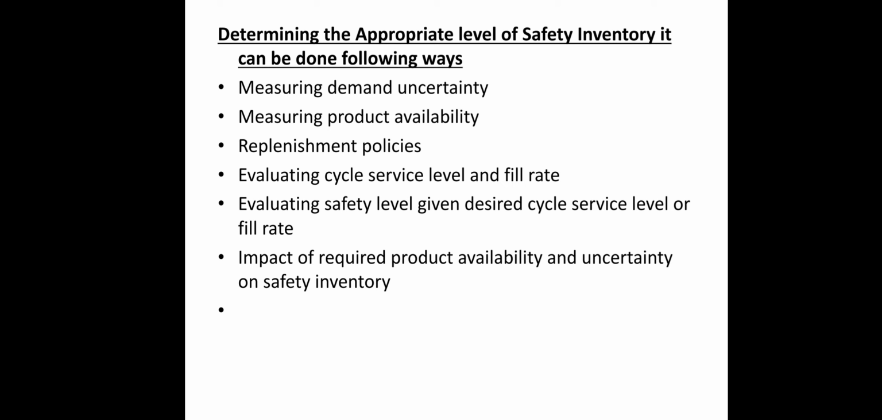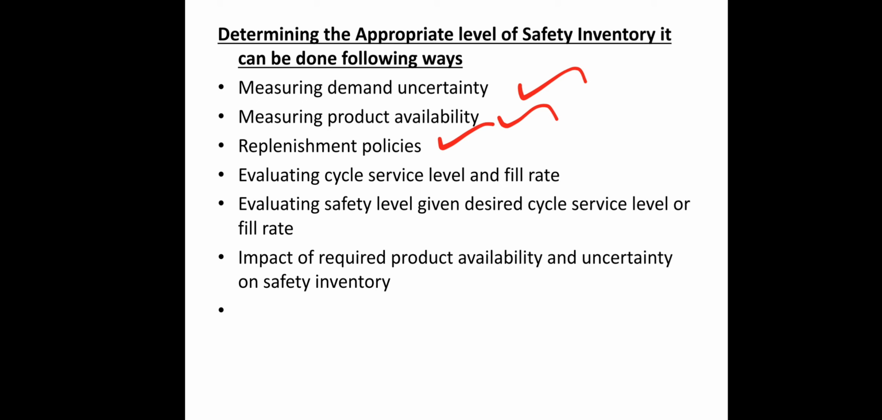Determining the appropriate level of safety inventory can be done in the following ways. How will you identify the safety inventory stock? First, by measuring demand uncertainty: on the basis of how uncertain demand is, you can measure the demand for your product. Then measuring product availability: how much product you have available and how much you can produce. Then replenishment policies: after the use of raw material, you have to make another supply of raw material available. So what is your replenishment policy, how are you going to use that material and reorder that material? That policy should be ready with you.